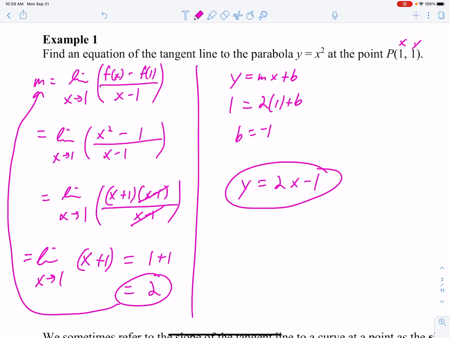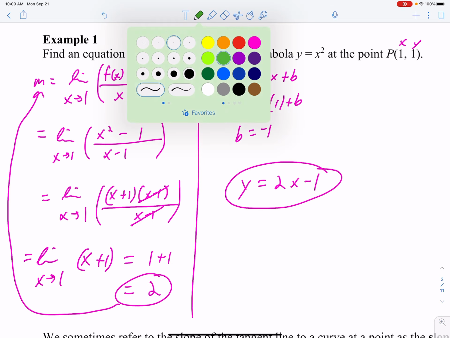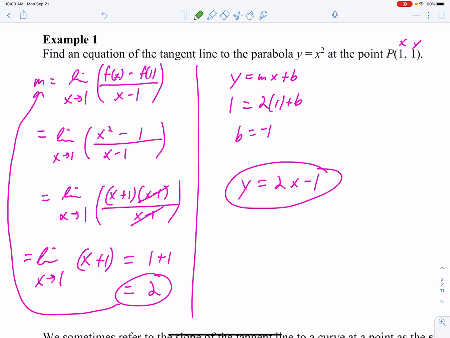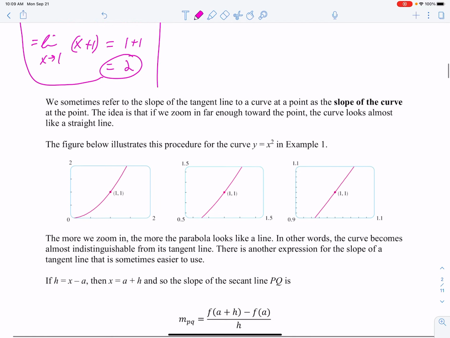Okay? And this is what I would expect to see as far as proper work shown to get full credit for a problem like this on the exam. All right? Make sure you do that. Get all those points. Okay?